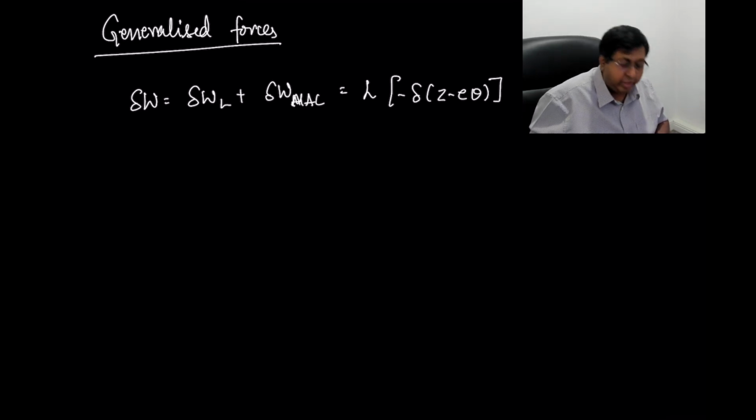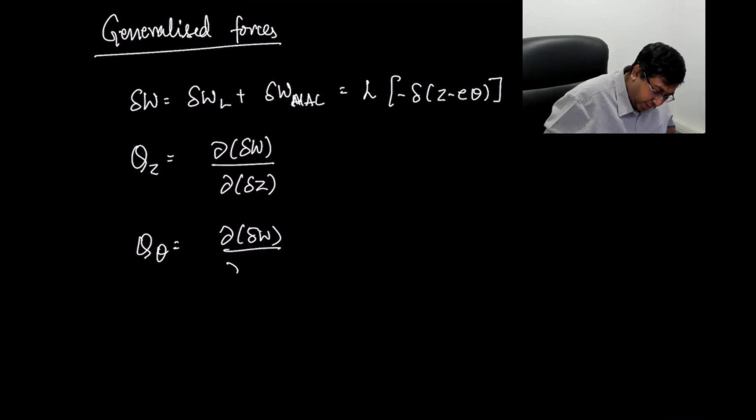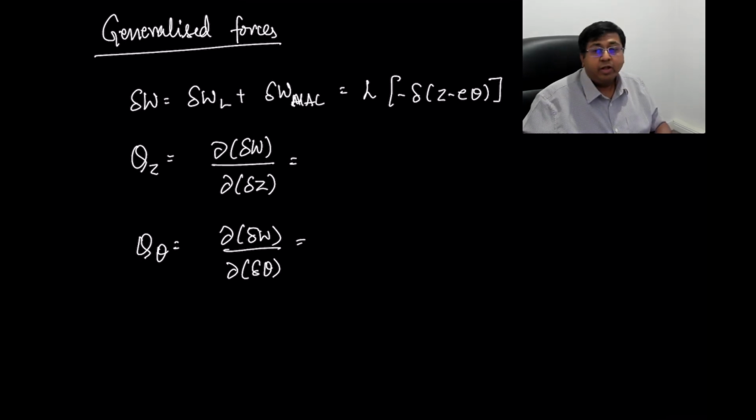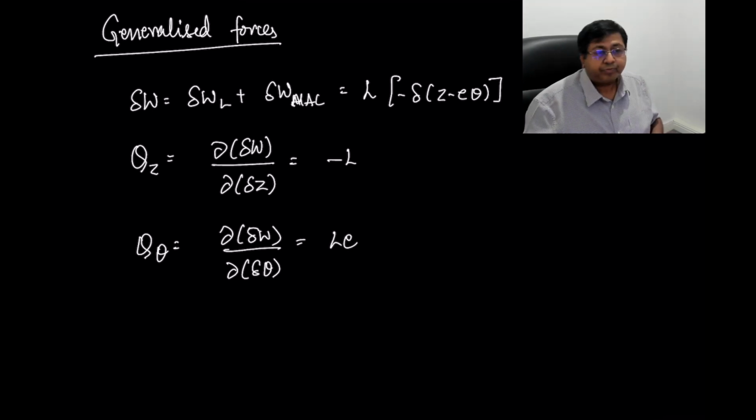So now our generalized force QZ is nothing but del W by del z, and Q theta is del W by del theta. So if we substitute, we get minus L and L into E.